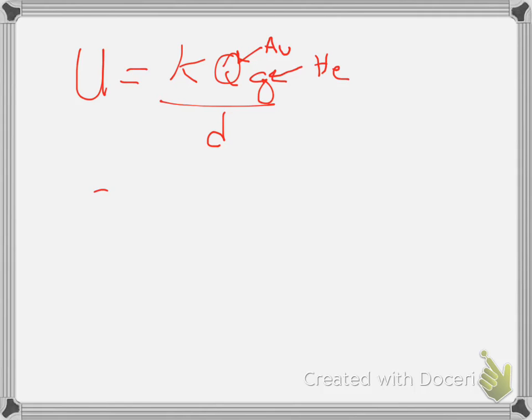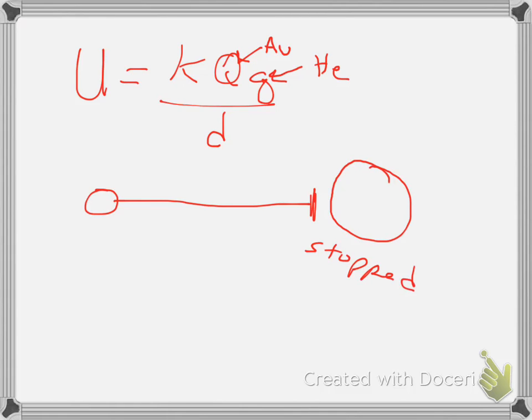So if this alpha particle is going at the gold, and it gets very close to it, but it gets stopped right here, then all of its EK here became U here. Does that make sense? I think it does. And so we can say that therefore E is equal to K, Q, Q over D. Now that D is what we're looking for.